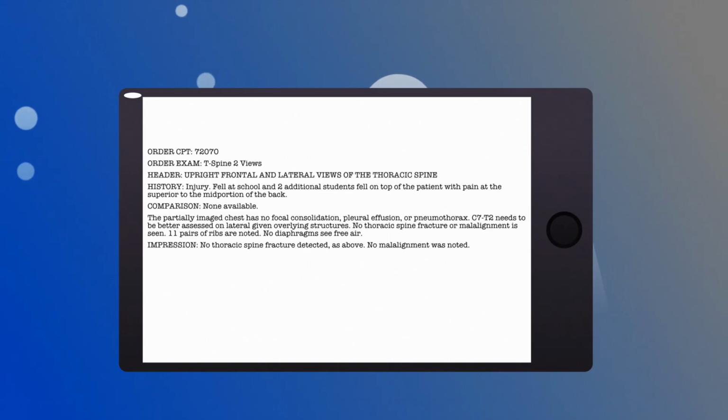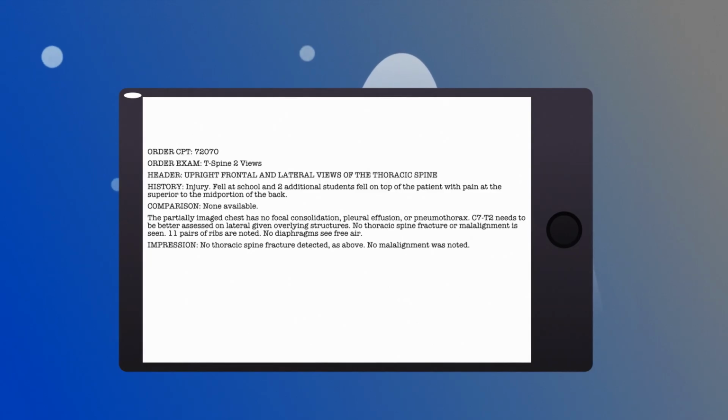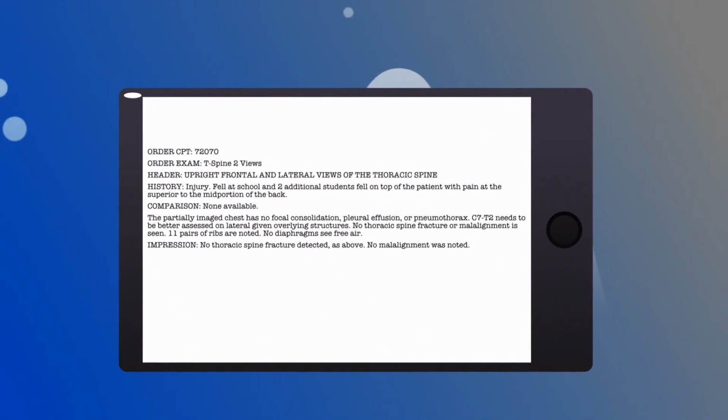No thoracic spine fracture or malalignment was identified. C7 through T2 was partially obscured on the lateral view due to overlying structures. No significant findings were noted in the partially imaged chest. 11 pairs of ribs seen. No free air under the diaphragm. Impression: no thoracic spine fracture detected. No malalignment. The correct CPT code is 72070, radiologic examination, spine, thoracic, 2 views.